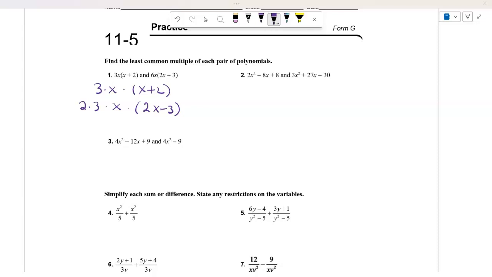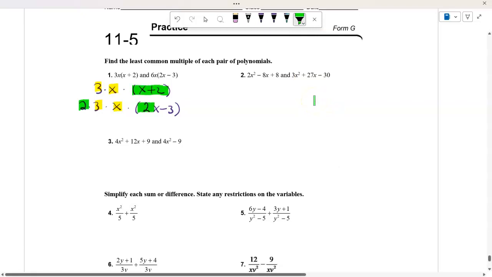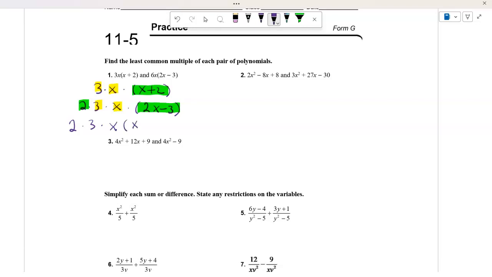Find the least common multiple, and I wrote number 1 in factored form. So you have x here and you have an x here. You have a 3 and a 3. Unfortunately, there's only 1, 2, and there's an x plus 2, and there's a 2x minus 3. So the LCD will be 2 times 3 times x plus 2 and 2x minus 3.